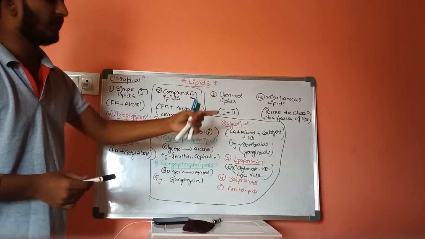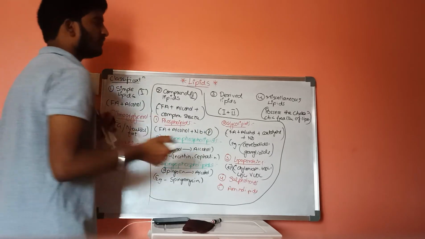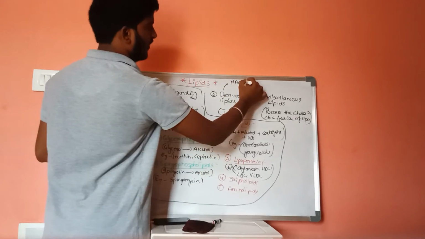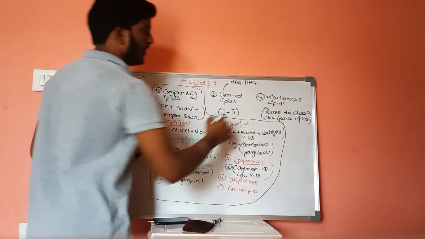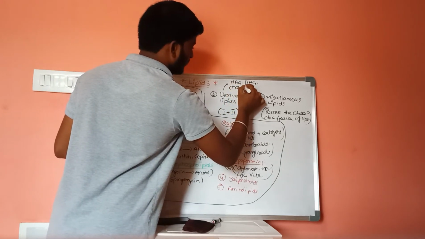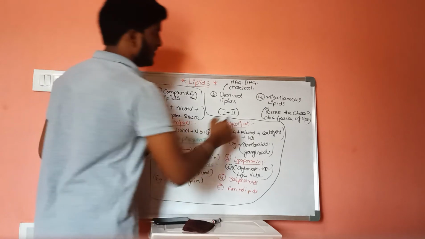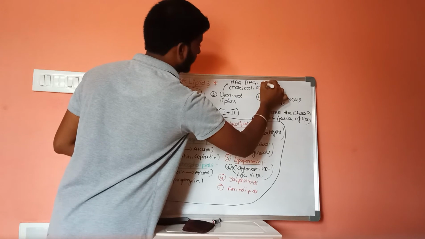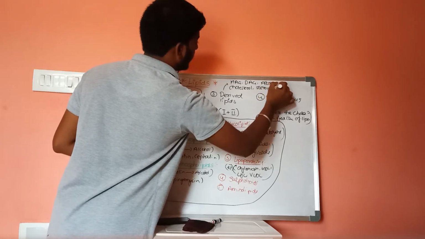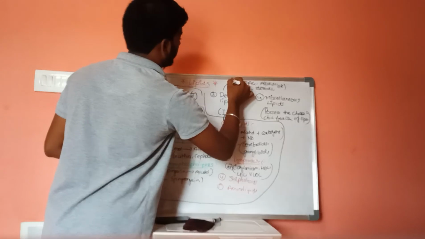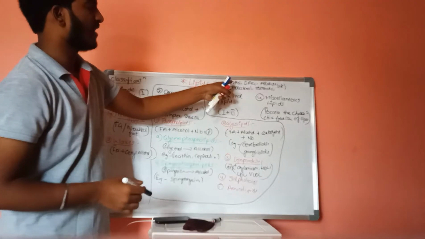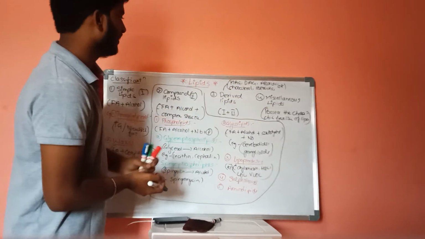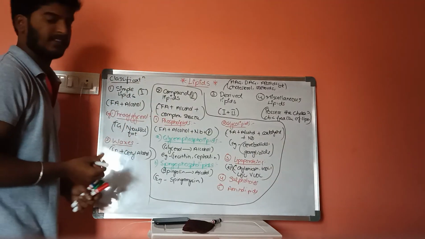If we discuss the derived lipids, they include monoacylglycerol, diacylglycerol, cholesterol, steroids, alkaloids, etc. Derived lipids are like monoacylglycerols, diacylglycerols, alkaloids, cholesterols, steroids, etc. Whereas triacylglycerol is a simple lipid.